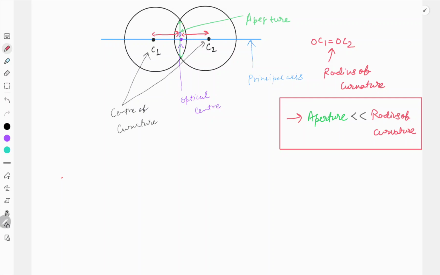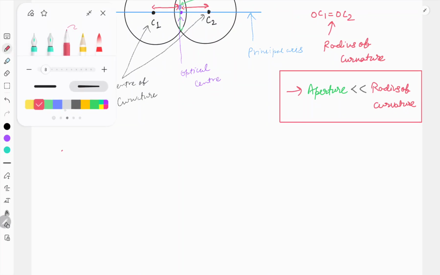The lens is not very tall, it's quite small in the y-axis. If you represent the width as x-axis and height as y-axis, it's not very tall, it's quite small in comparison with the radius of curvature. Okay, now the centers of curvature are equidistant from optical center O, which is called the radius of curvature. Such lenses are called thin lenses with small apertures, right?